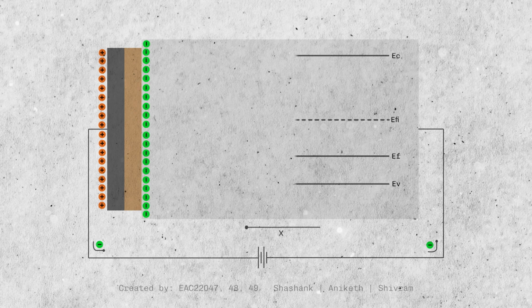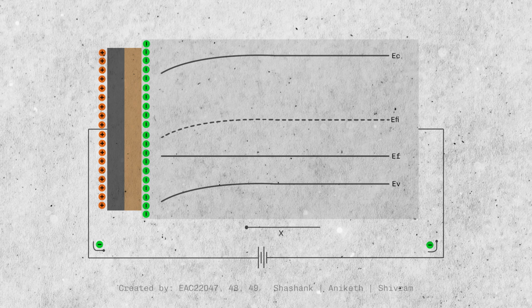Looking at the band diagram, as we go nearer to the oxide semiconductor interface, the substrate becomes less P-type, so the Fermi level goes away from the valence band. This region of operation is called the depletion region of operation.